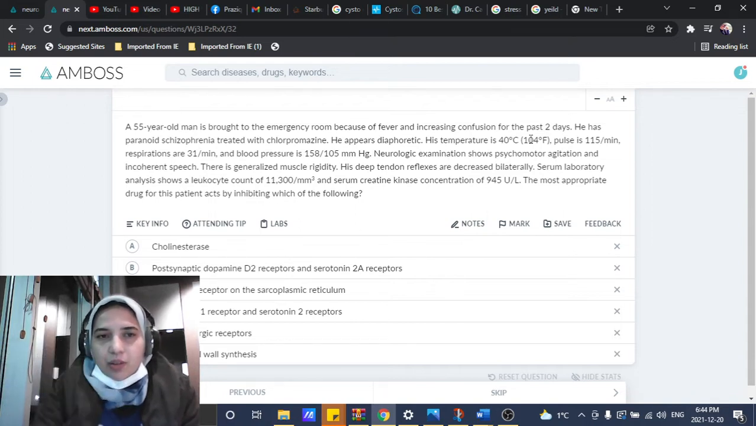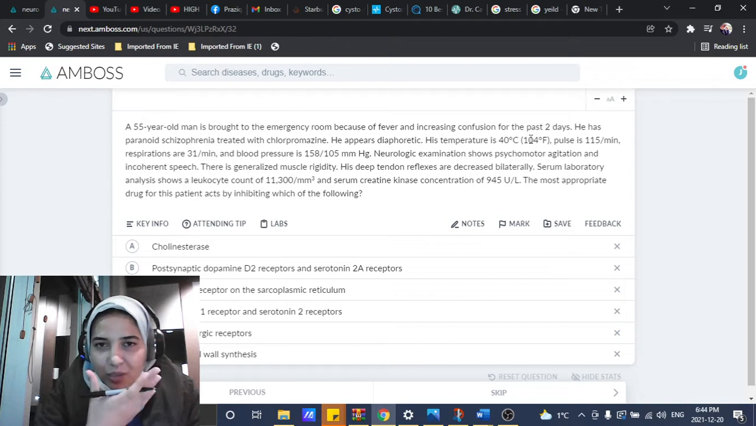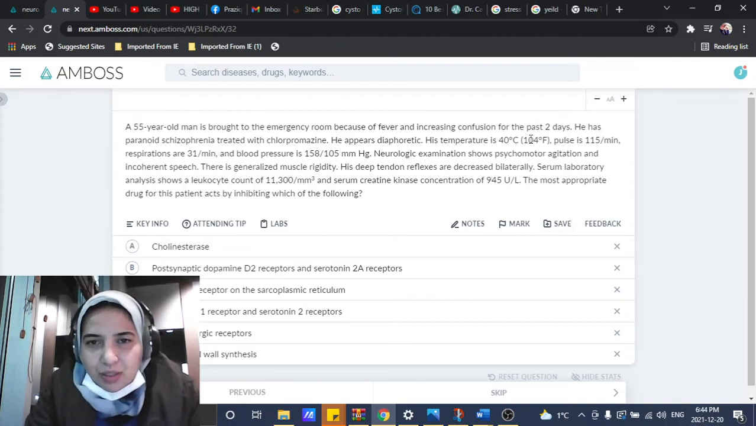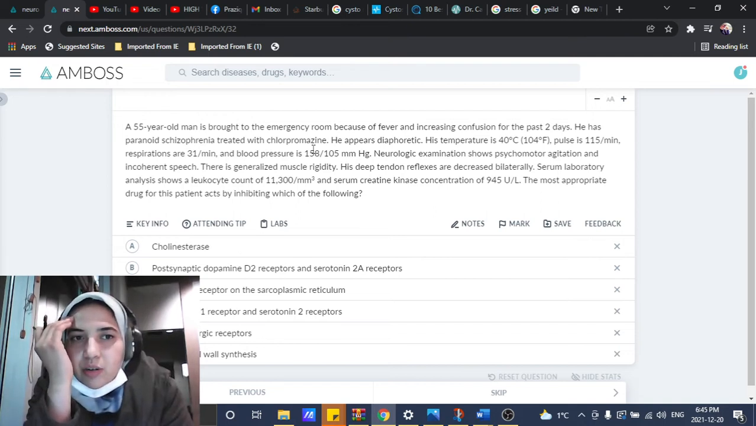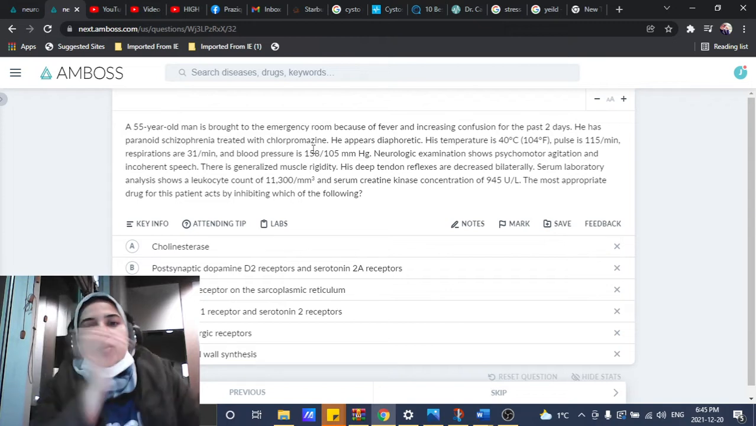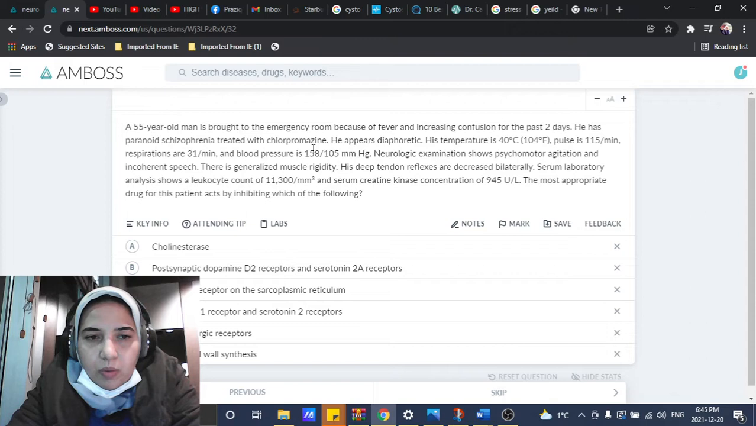A 55-year-old man is brought to the emergency room because of fever and increased confusion over the past 2 days. He has paranoid schizophrenia, treated with chlorpromazine. Again, I'm not the best at pronouncing anything, so I'm going to say things wrong. He appears diaphoretic, and his temperature is 40 degrees. Respiration is 31, blood pressure 158. Neurological exam shows psychomotor agitation and incoherent speech. There is generalized muscle rigidity. Deep tendon reflexes are decreased bilaterally. Serum laboratory analysis shows leukocyte count of 11,000, serum creatine kinase concentration of 945. The most appropriate drug for this patient acts by inhibiting which of the following?